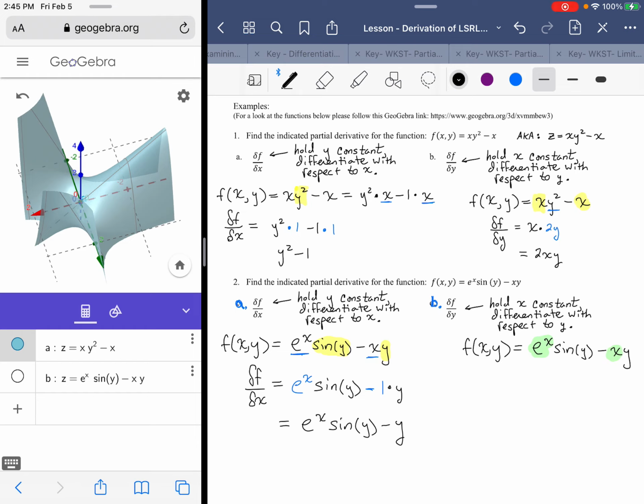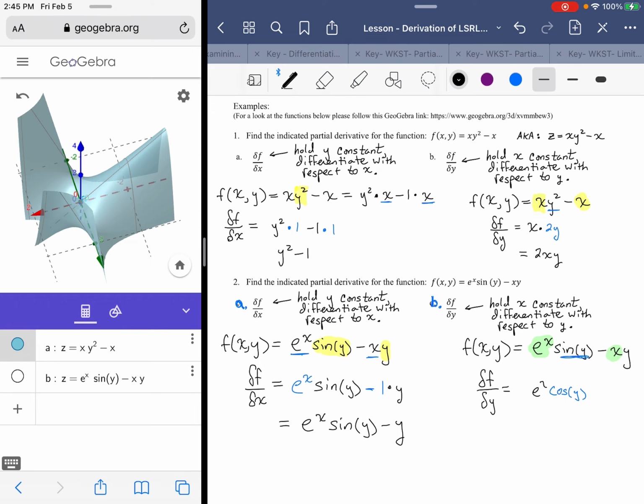All right, with partial derivatives, you might look at something and think implicit differentiation, but then upon further review, you realize it's not. All right, so partial derivative with respect to y, I'm going to hang on to my e to the x, differentiate around that. Derivative of sine of y is cosine of y.